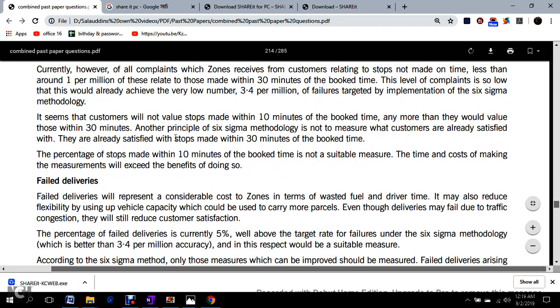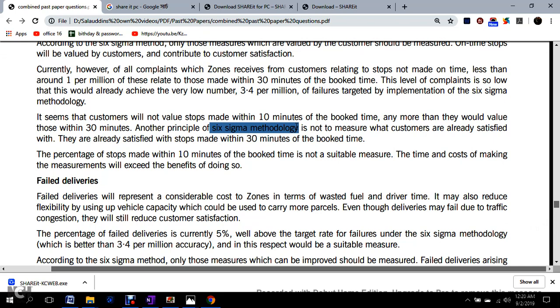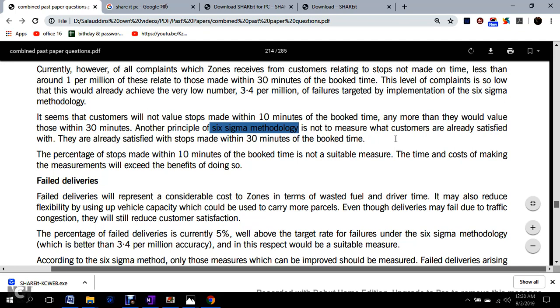It seems that customers will not value stops made within 10 minutes of the book time any more than they would value those within 30 minutes. Another principle of the Six Sigma methodology is not to measure what customers are already satisfied with. So Six Sigma says that we shouldn't do anything that will not add value to us, because our customers are already satisfied. Why should we do something that is not necessary? They are already satisfied with the stops made within 30 minutes of the book time. The percentage of stops made within 10 minutes of the book time is not suitable to measure.